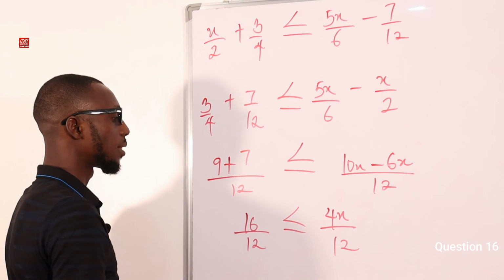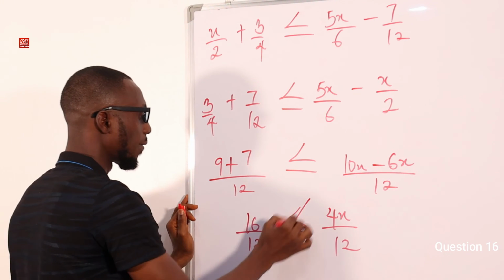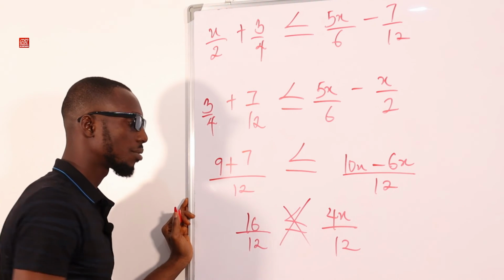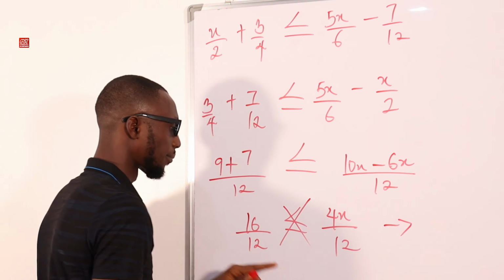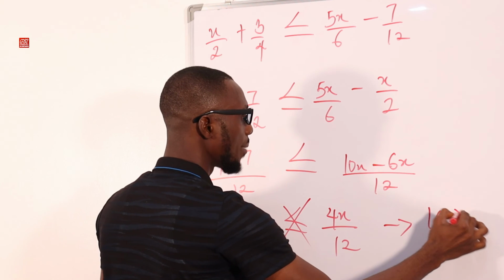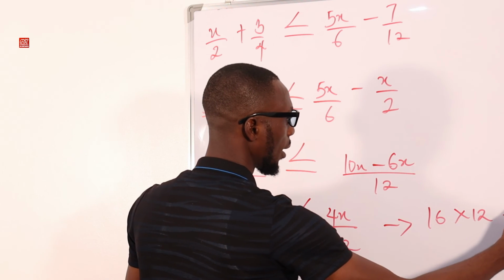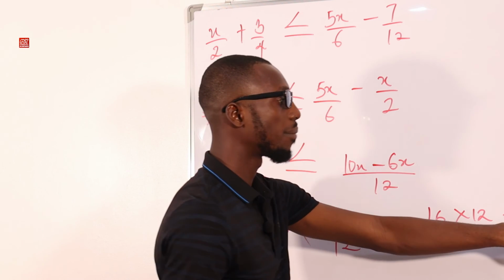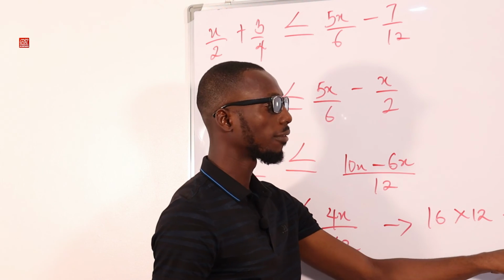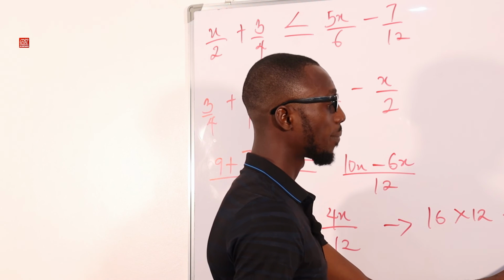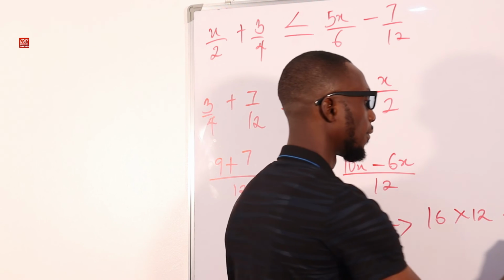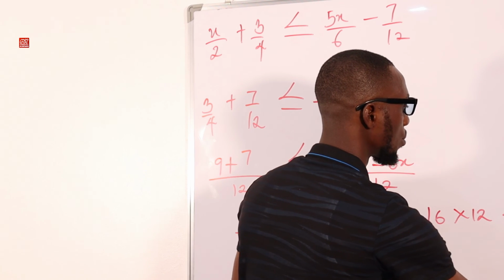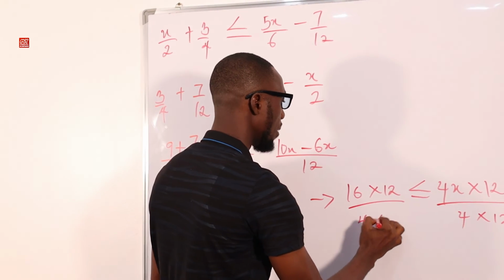I can decide to break it down. I can decide to go further, whichever one. So I have 16 times 12. Then 4x times 12. I'm still going to divide both sides by, we are looking for x. So I can divide both sides by 4 times 12.